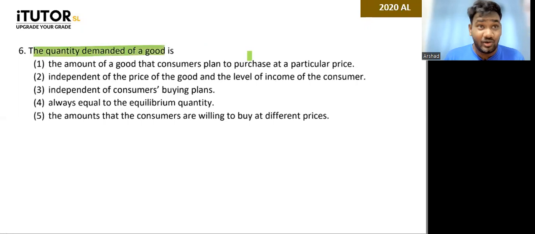Quantity demanded of a good is what? What do you think? There are so many close answers here. One says the amount of the good that consumers plan to purchase at a particular price, independent of the price of the good, the level of income of the consumer, independent of consumers' buying plans, always equal to the equilibrium quantity, amounts of goods that consumers are going to buy at different prices. Which one? 105. That is the close answer, right? One of these is demand, one of these is quantity demanded.